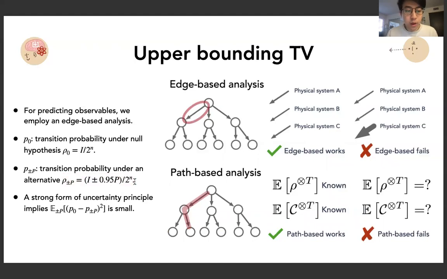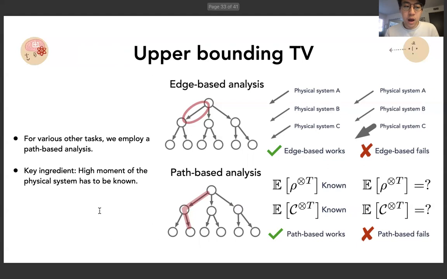In this setting, we can show that a strong form of uncertainty principle, coming from the fact that Pauli observables are highly incompatible to one another, implies that this quantity is very small. And this is the central quantity that we employed in the edge-based analysis. That is, the transition probability difference between the null hypothesis and the alternatives is sufficiently small.